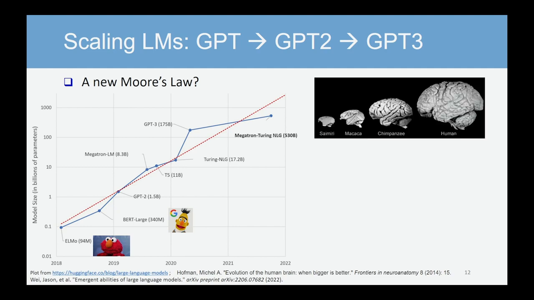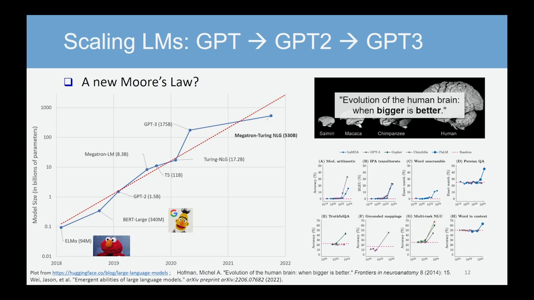So let's make an analogy to human brain size. If you think about the intelligence in these animals, why can we humans master language, which I think is a unique feature of humans? We actually have a much larger brain size compared with other animals. There's a quote from a paper saying the evolution of the human brain is a case of when bigger is better. The same applies to the language model.